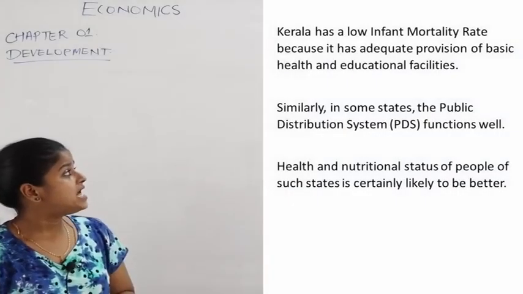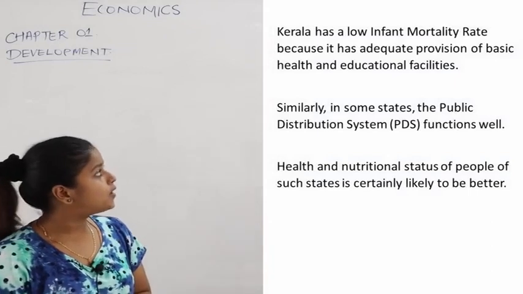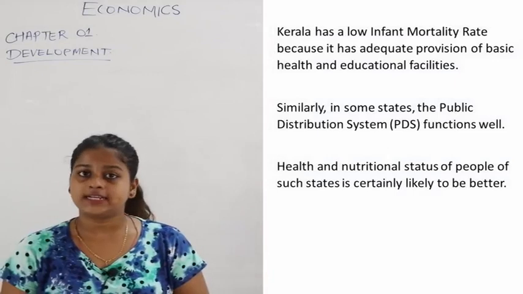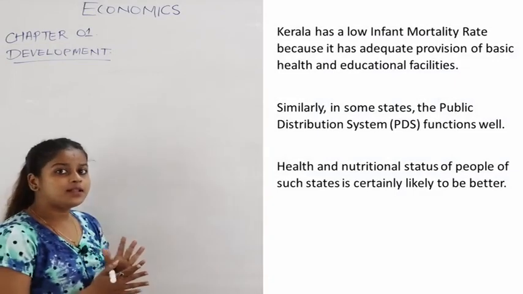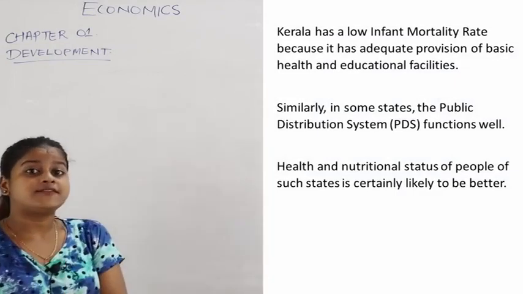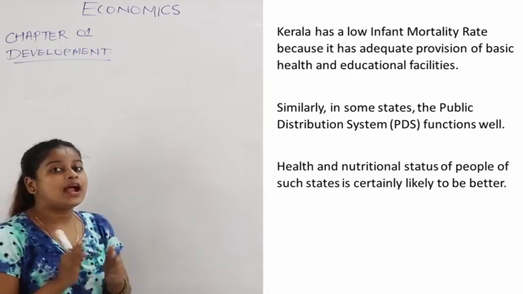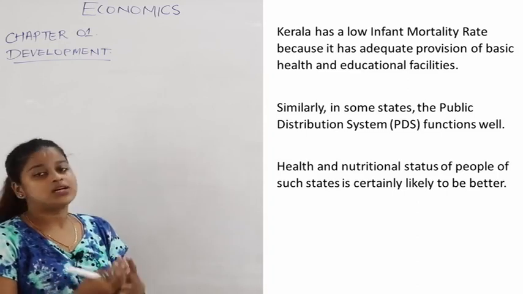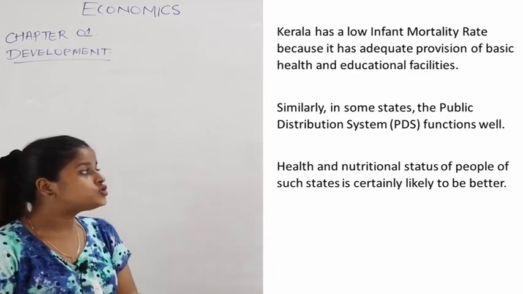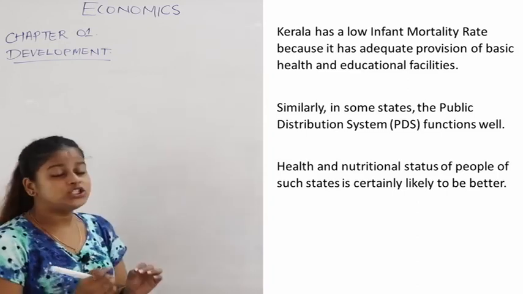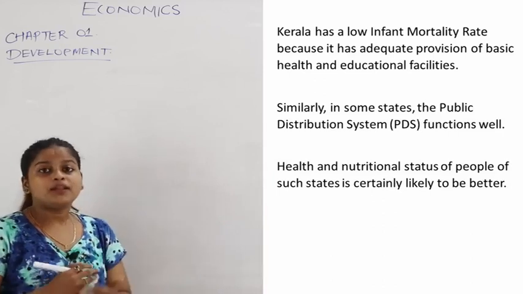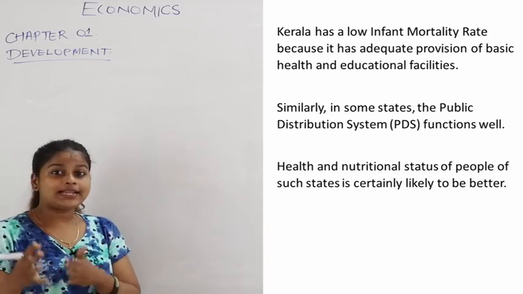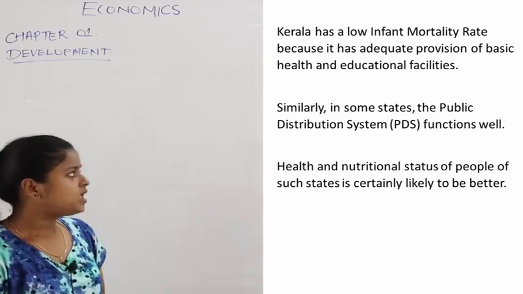Okay, so Kerala has a low infant mortality rate because it has adequate provisions of basic health and educational facilities. We saw in the table that Haryana had an infant mortality rate of 36 and Kerala had 12. Why was that possible? Because Kerala has made adequate provisions of basic health and educational facilities, people are engaged in that, and because of that the infant mortality rate over there is low.